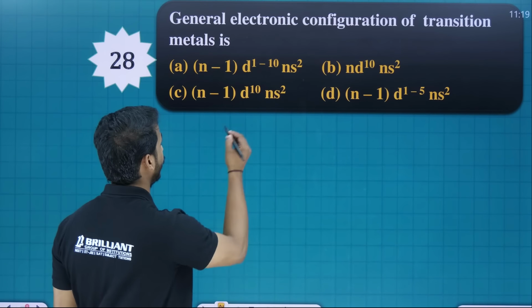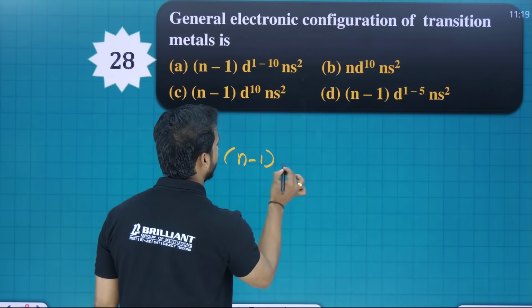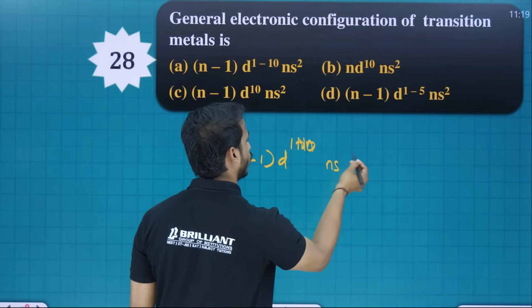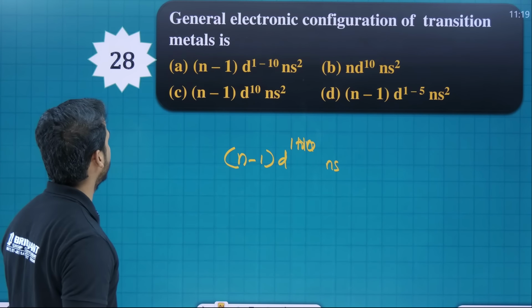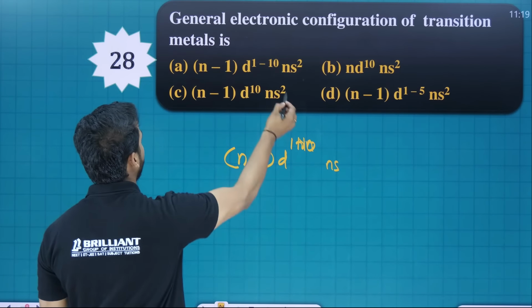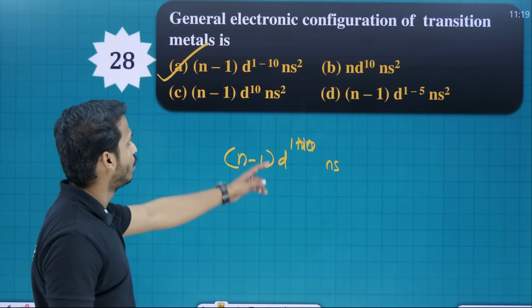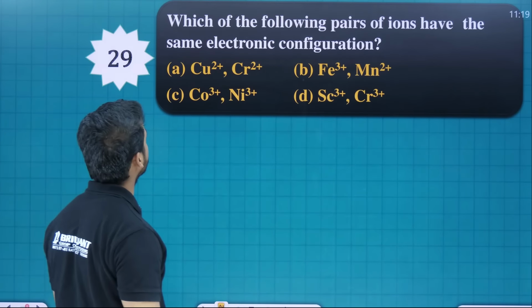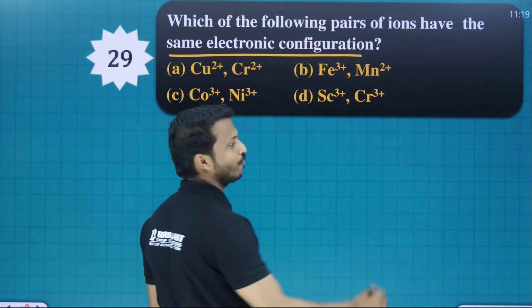Next, a simple question: what is the general electronic configuration of transition metals? (n-1)d 1 to 10, ns 1 to 2. Yes, it is (n-1)d 1 to 10, ns2, option A, right? Next one: which of the following pairs of ions have the same electronic configuration?